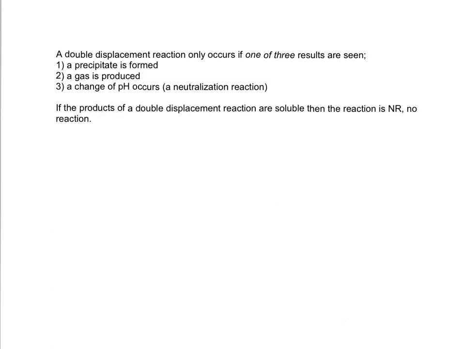A double displacement reaction will only occur if one of 3 different things are seen. You get a precipitate. You actually see a solid forming. Don't forget that a precipitate is a solid. You might see that gas is produced. So you actually see bubbles in the liquid. So that means a gas is produced. And a change of pH happens. So if you have a neutralization reaction, if you've got an acid plus a base, you will make a salt plus water.